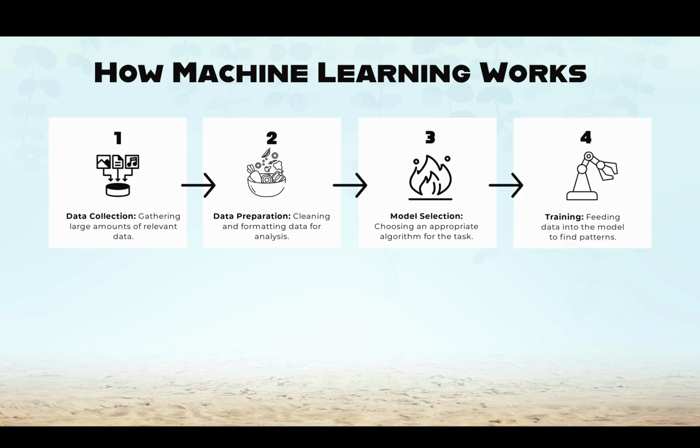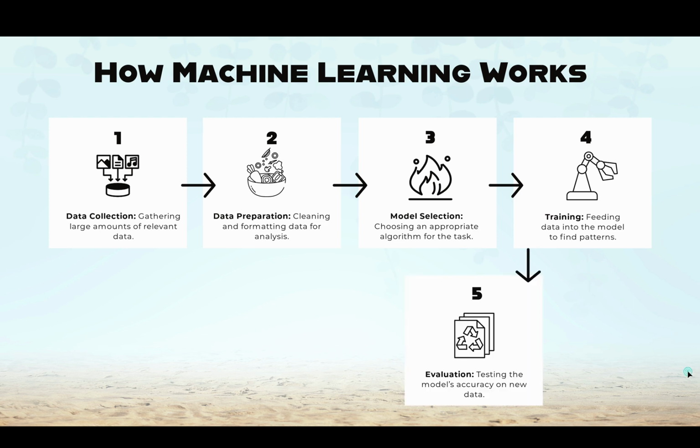4. Training. The model is then trained by feeding it the prepared dataset. During this step, the model looks for patterns, trends, or relationships within the data by adjusting internal parameters, weights, and biases to fit the data. The goal is to minimize the error between the model's predictions and the actual outcomes.